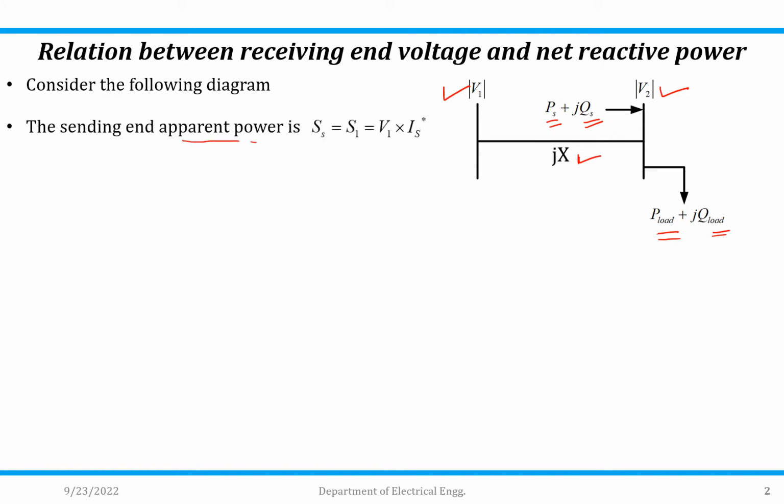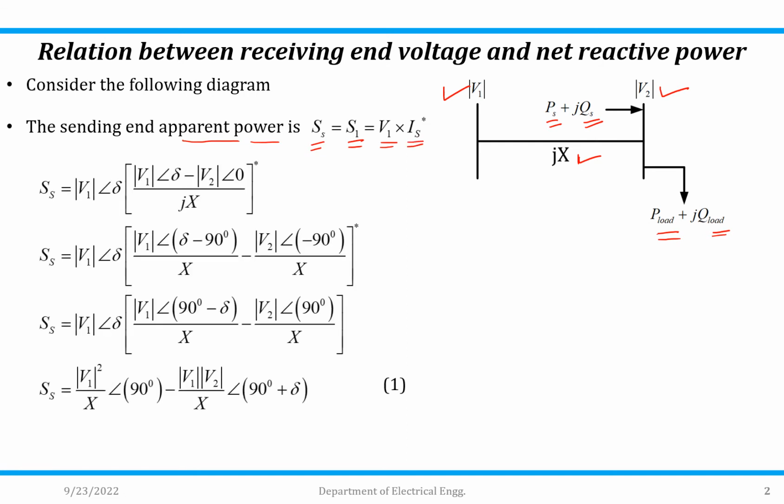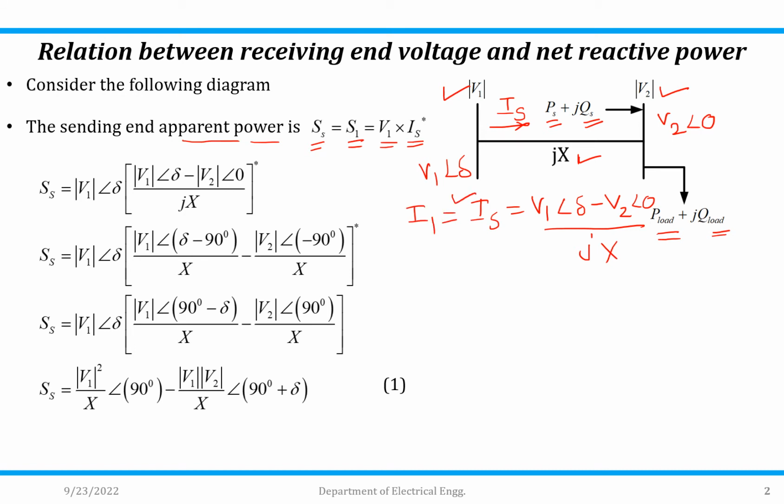Now, the sending end apparent power, we can write it as SS or S1, which will be equal to V1 into IS star, that is the complex conjugate of the current. Now, how can we write a formula for the current IS? IS will be equal to V1 at an angle delta, and V2 at an angle 0, so V1 at an angle delta minus V2 at an angle 0 divided by the total reactance in between these two, that is jX. This is the expression for IS, or you can say for I1.